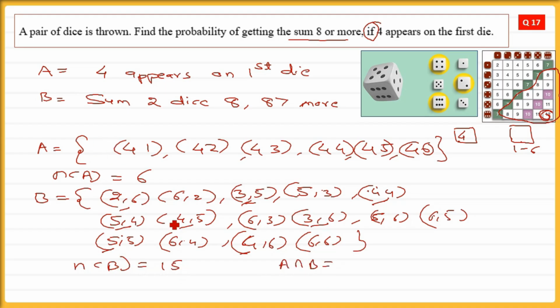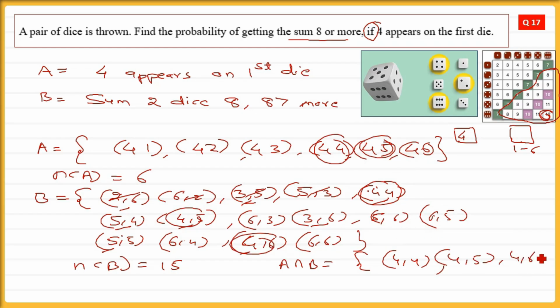A intersection B is what? The common values between this set A and set B. So you only have to see in B what all starts with 4, because A is already fixed with 4 in the first die. So 4, 4, then 4, 5, then 4, 6. So the number of elements in A intersection B is 3 now.